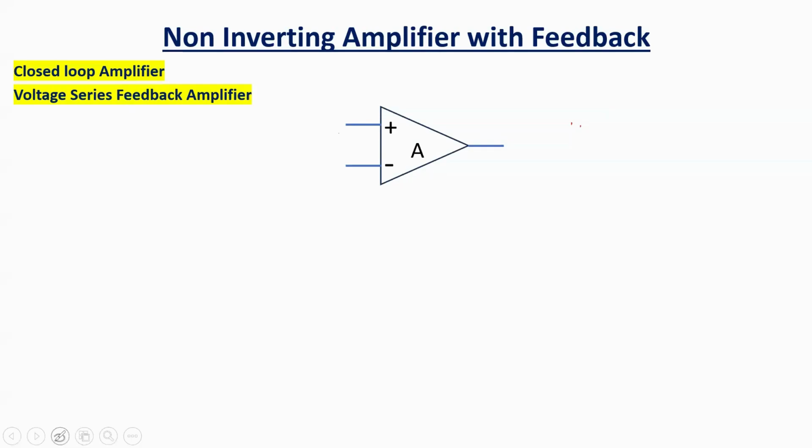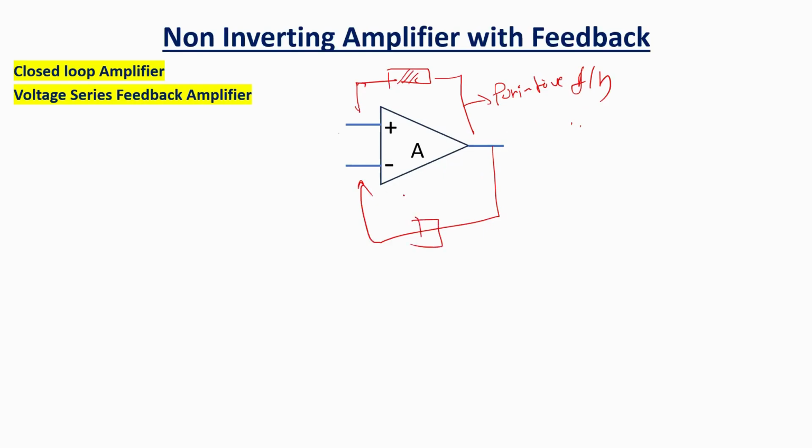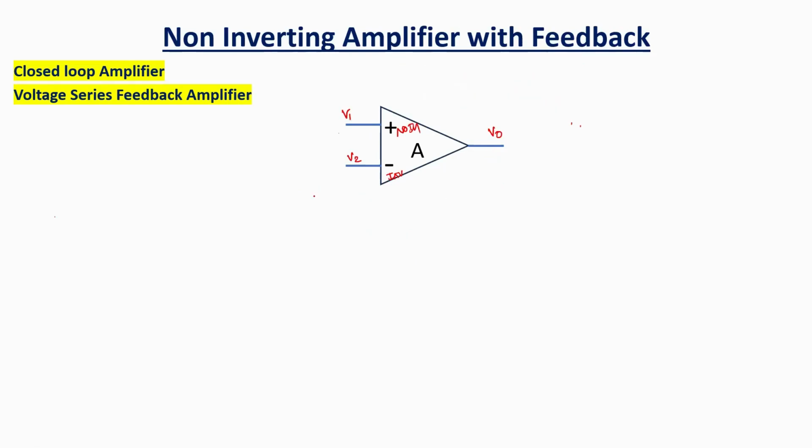If you give the feedback with the feedback resistor to the non-inverting terminal, we call it positive feedback. And the same thing provided to the inverting terminal is called negative feedback. We have different applications for the op-amp where we use positive feedback and where we use negative feedback. We are going to study the non-inverting amplifier with this closed loop configuration.